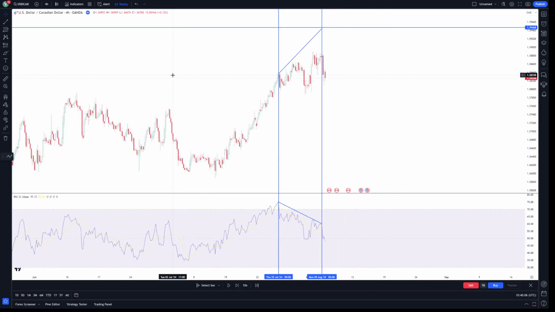Now our rule number 3 is we want a confirmation of the price reversal. Divergence is saying that price is about to reverse, so you want to enter the trade when the price reverses. As soon as we have that confirmation of the price reversal, we want to get into that trade.